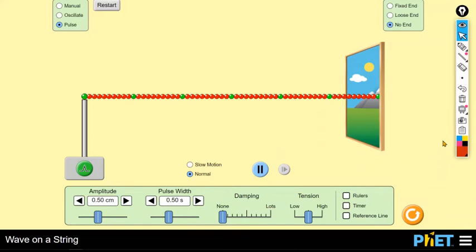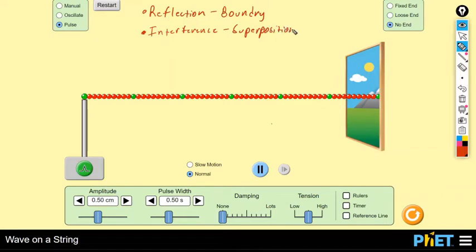Okay folks, today I'm going to do a video and this is going to cover three topics that are related. We're going to be looking at reflection of a wave. That's what happens when a wave meets a boundary. We're going to be looking at wave interference and superposition. This is what happens when a wave meets another wave.